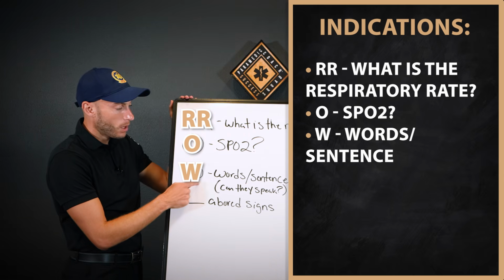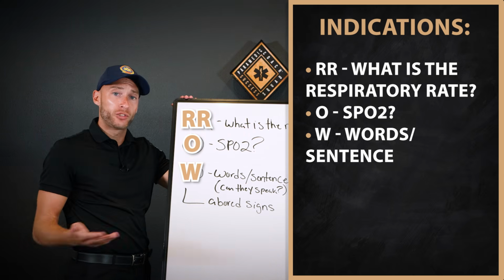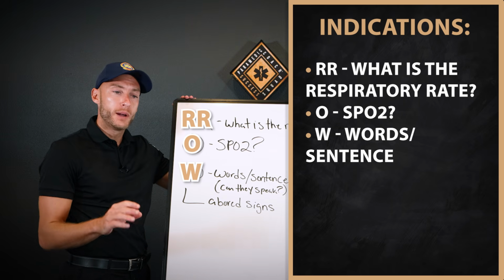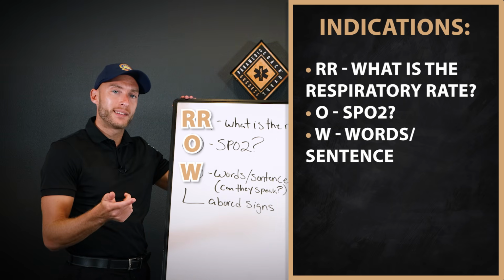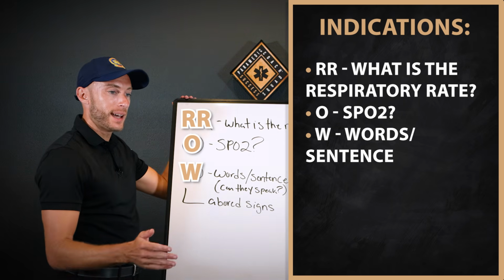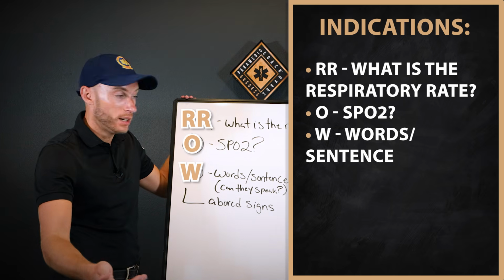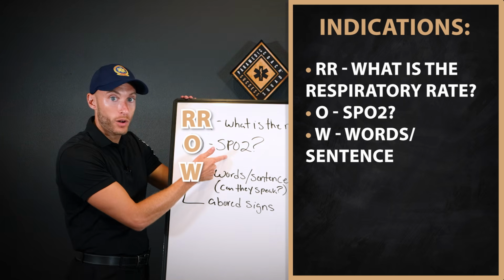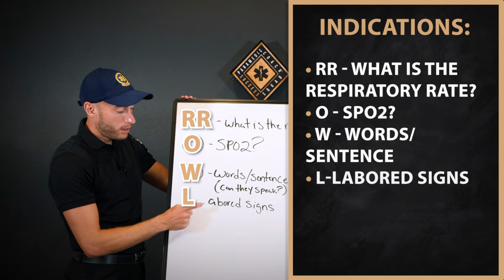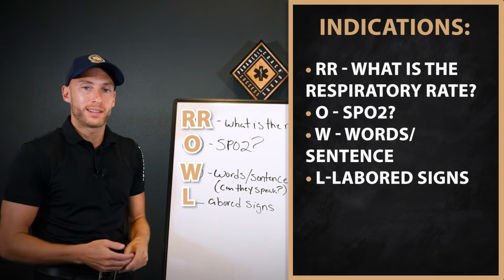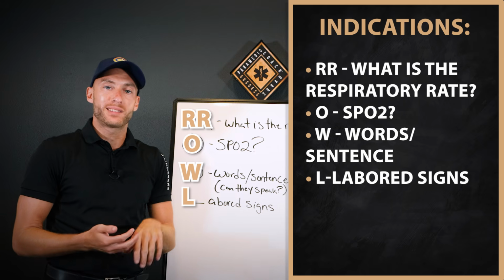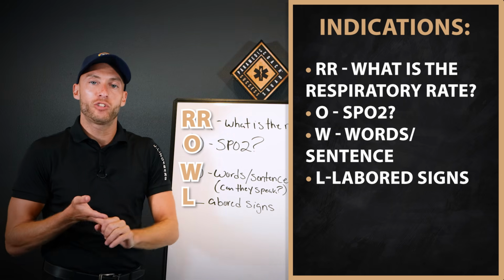Now, if their words per sentence is in full sentences, that's looking pretty good. What if they're in 1 to 2 word sentences? I'm leaning, in that case, based upon everything else, probably you're going to need oxygen if the SpO2 is low. Right, you see where I'm going? Then look for the labored signs. Do I see accessory muscle use? What's the skin condition? What position are they in?